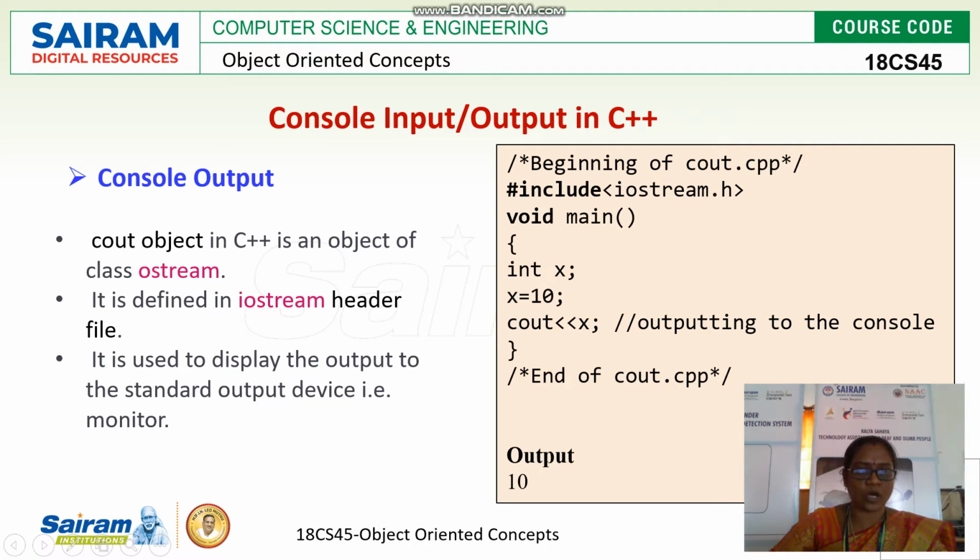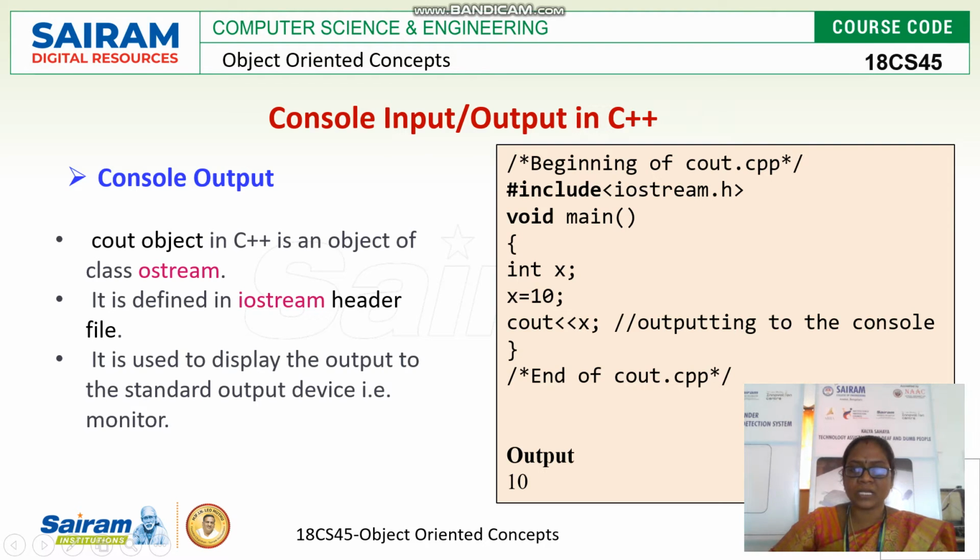cout is nothing but an object in C++ of the class ostream. That is why iostream.h is included. Before using the input and output functions of C++, first we have to include iostream.h, in order to use the cout and cin functions. So it is defined in the iostream header file. What is the purpose of cout? It is used to display the output to the standard output device, for example the monitor.